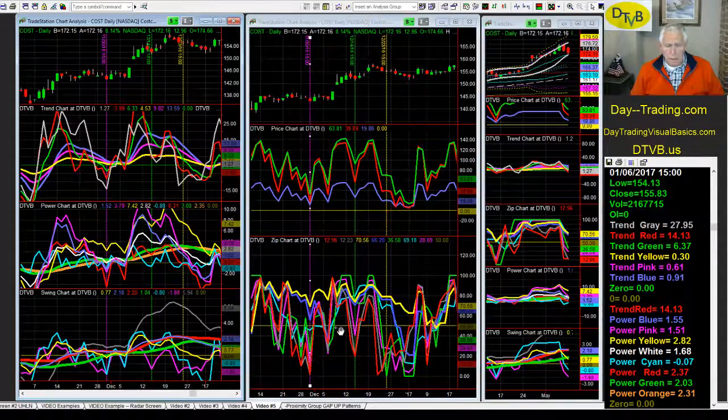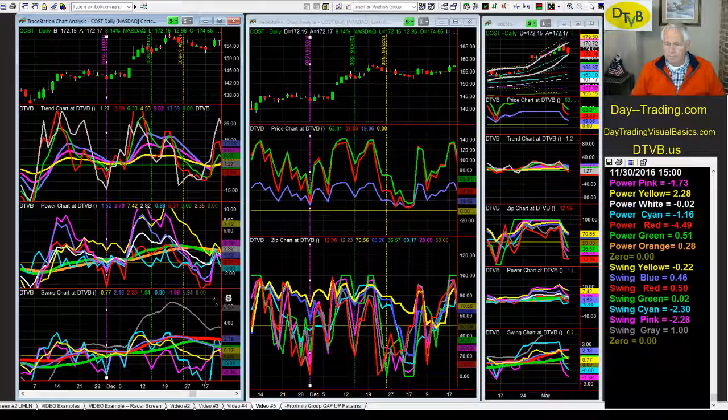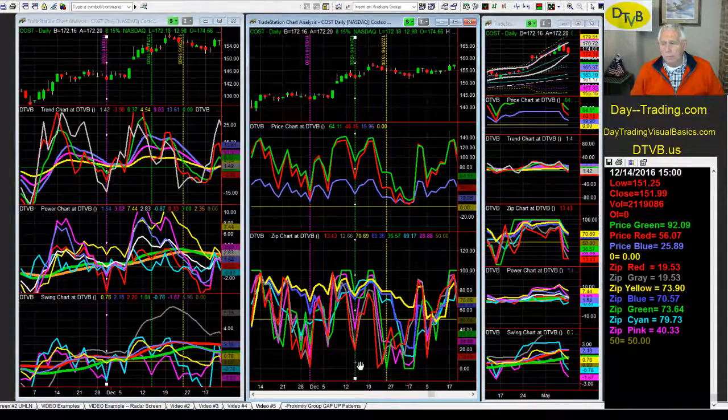But I'll also have you take note that swing gray is traveling low, parallel with the 0 line. And swing gray right here is actually at 1.00. So from that perspective, it's not going to start an uptrend because it's just traveling low, parallel with 0. Looking on to the green line, zip gray and zip red are actually even at 19.53. They are both at the identical same point to within 1/100th of a point.